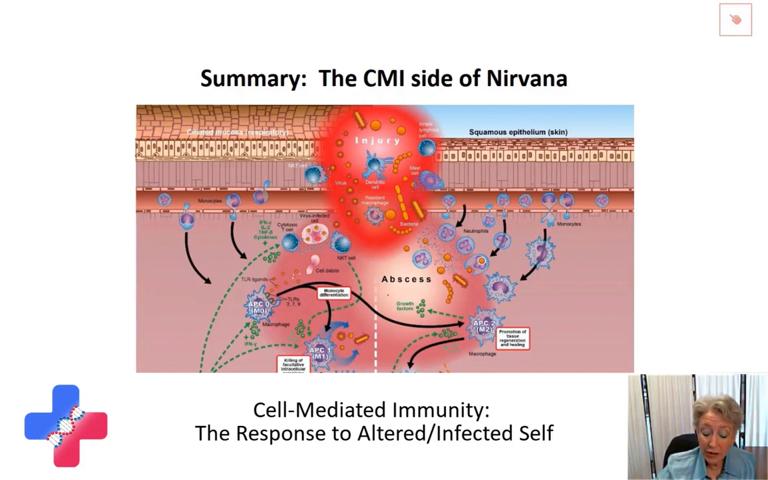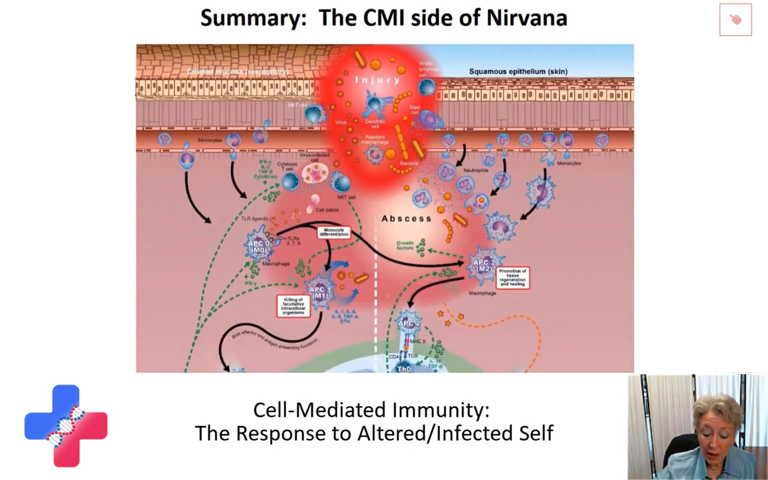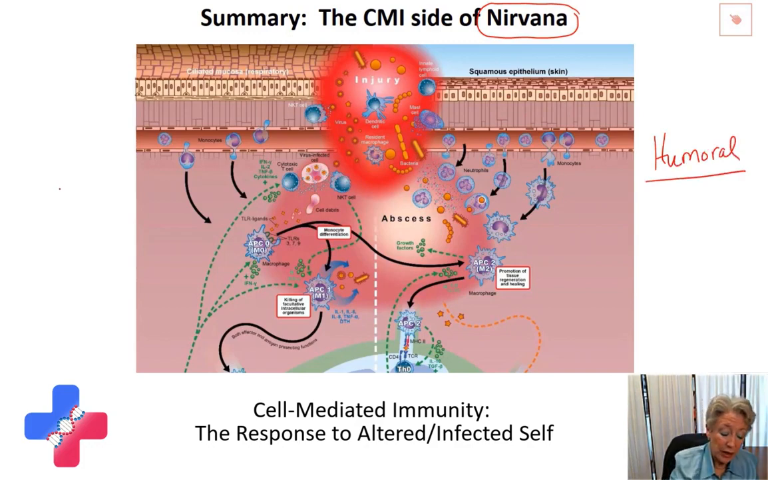Now, this is the nirvana diagram, and what I'm going to do here is simply talk through it quite quickly as a summary. You're going to see this again as we go through the humoral immune response. So simply realize I've divided it into two sides, with the humoral being on the right and the cell-mediated being on the left, as has been consistent through these notes.